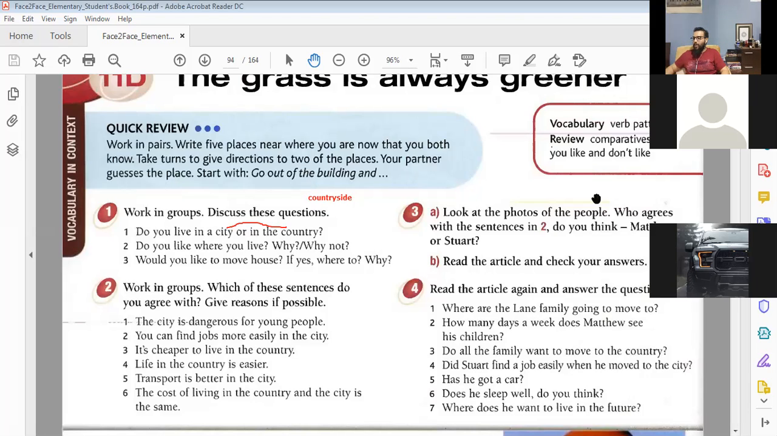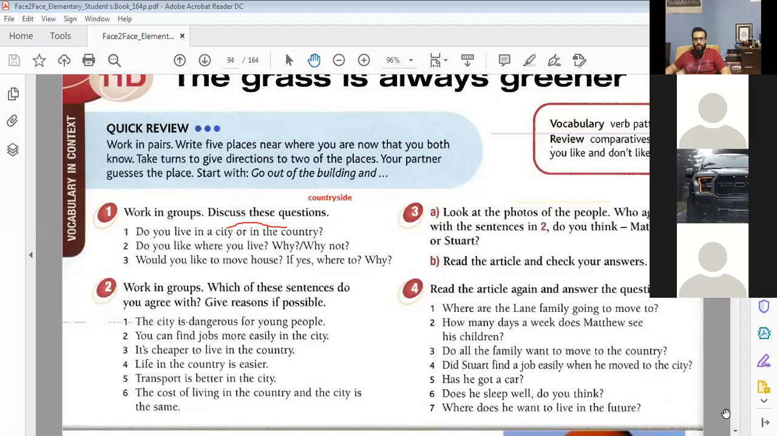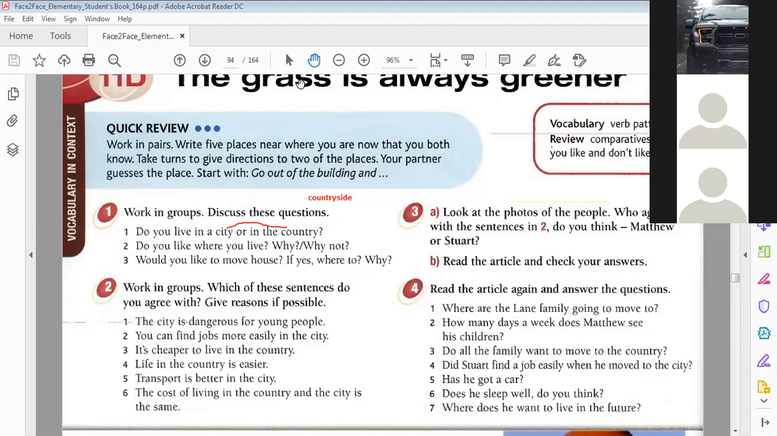Okay. Who else here lives in the countryside? Or Samiha, what about you? Do you live in the city or in the country? Samiha. And do you know the difference between city and country? What, doctor? Do you live in the city or in the country? In the city or in the city?